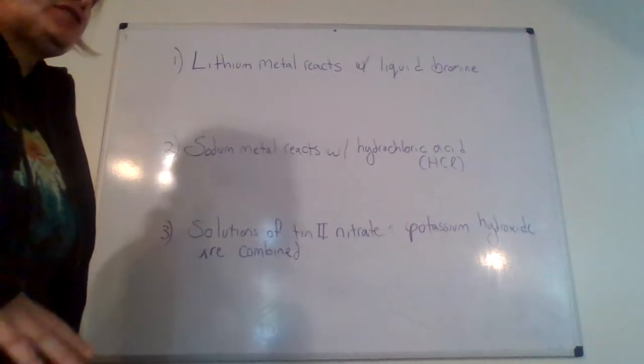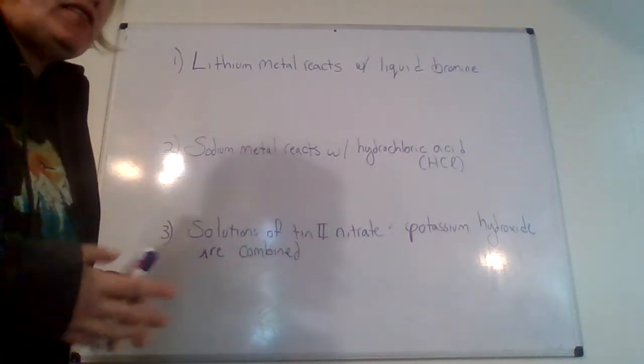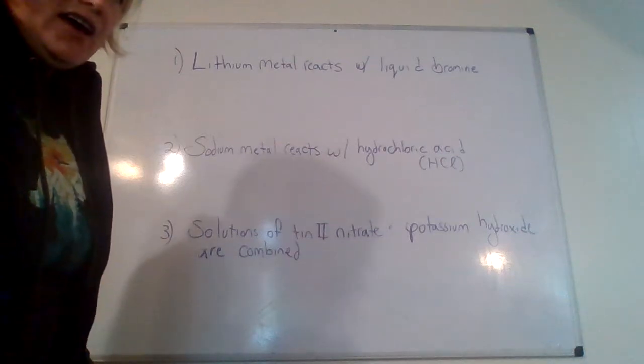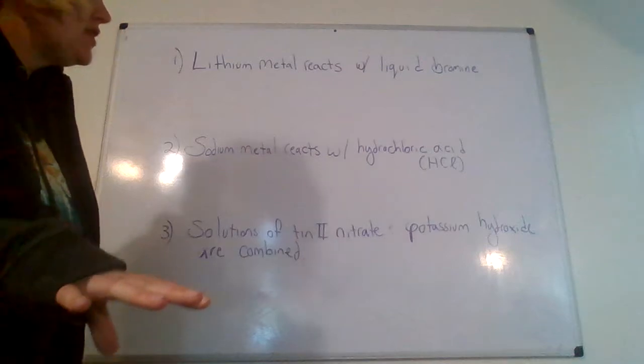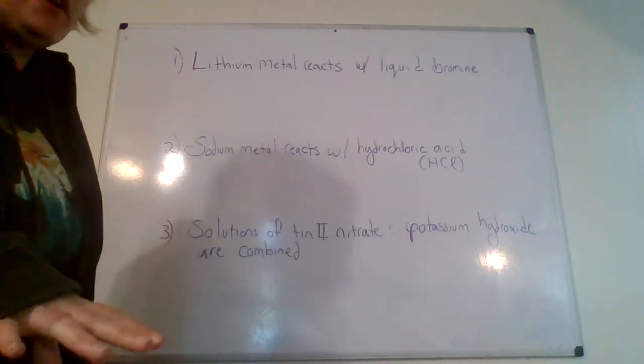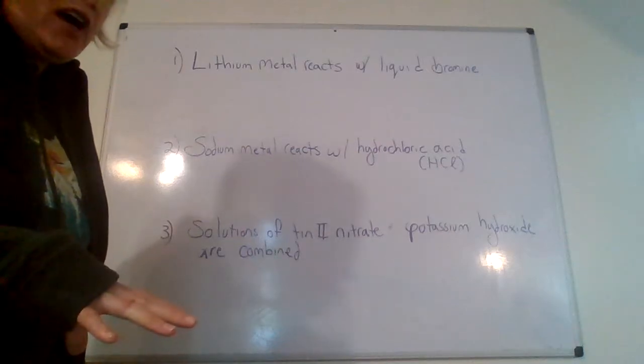And what I mean by basic structure, I mean A plus B makes AB. That's a synthesis reaction, and so on and so forth. So you can use those basic structures to come up with products for a chemical reaction if I'm given reactants.